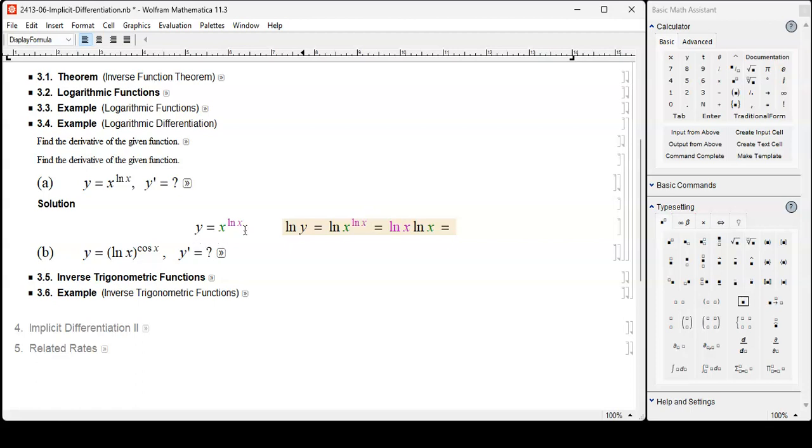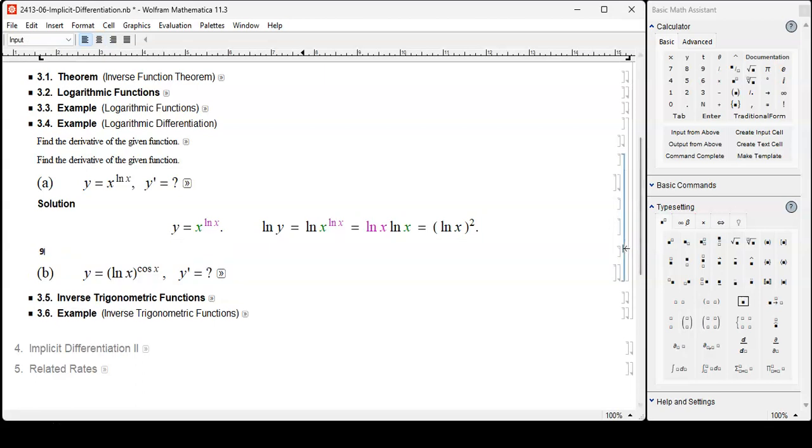So y equals x to log of x power. Take the log. Log of y is log of x to log of x power. And then log of x comes out. We get log of x times another log of x. So log of x squared. Okay, alright, we are ready. Let's take the derivative. What do you get?